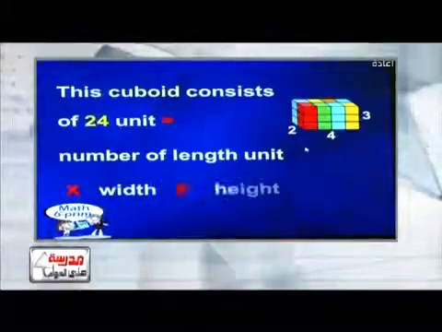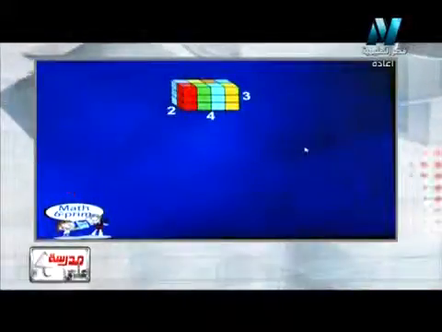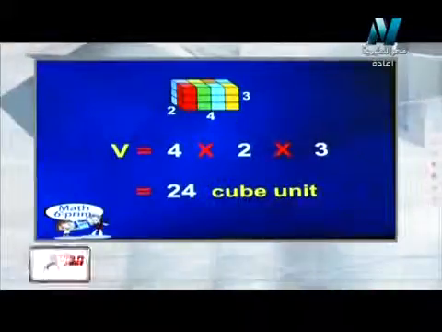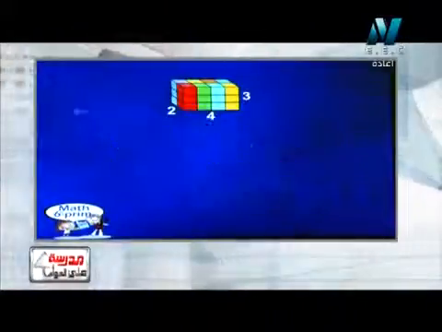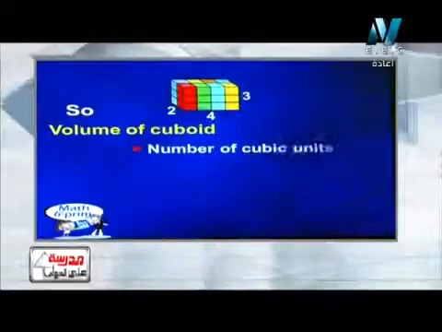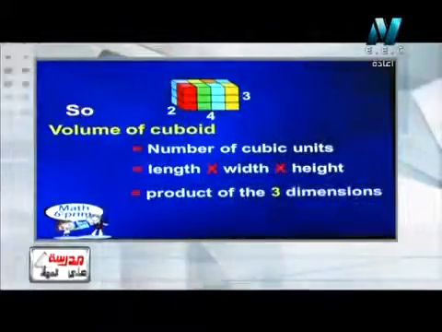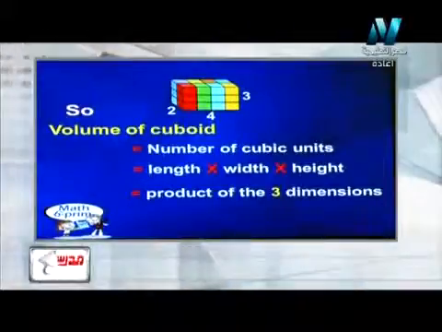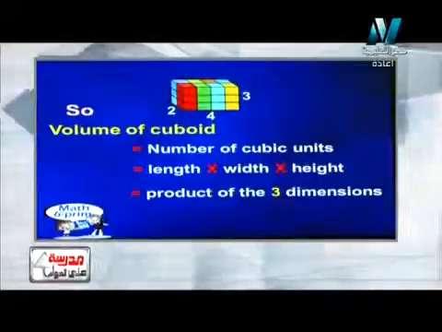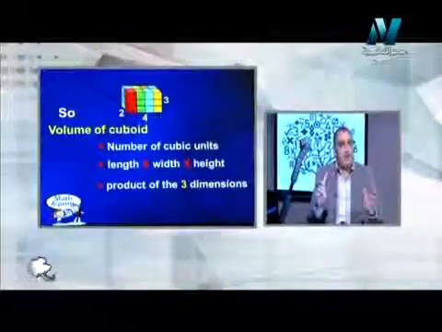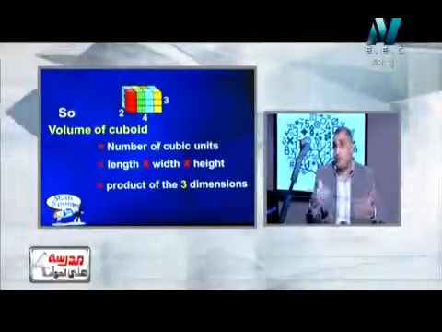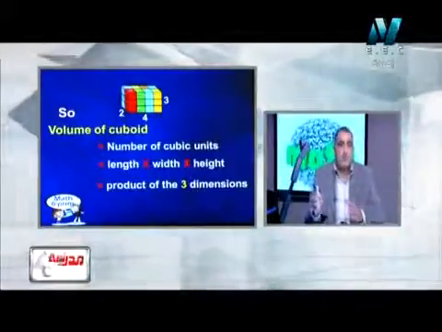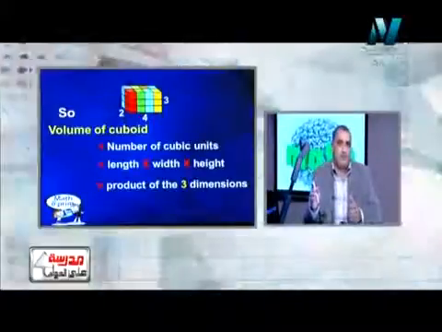Number of length units times width units times height units will be the volume of a cuboid. Yes. 4 times 2 times 3 equals 24 cubic centimeters or cube units. So the volume of a cuboid is the number of cubic units, or length by width by height, the product of its 3 dimensions. We have a very important rule. The cuboid has 3 different dimensions: length, width, and height. So just multiply the 3 different dimensions by each other to get the volume.